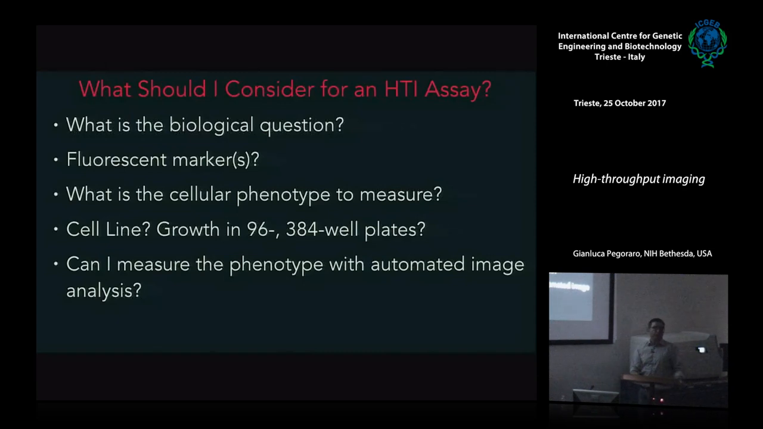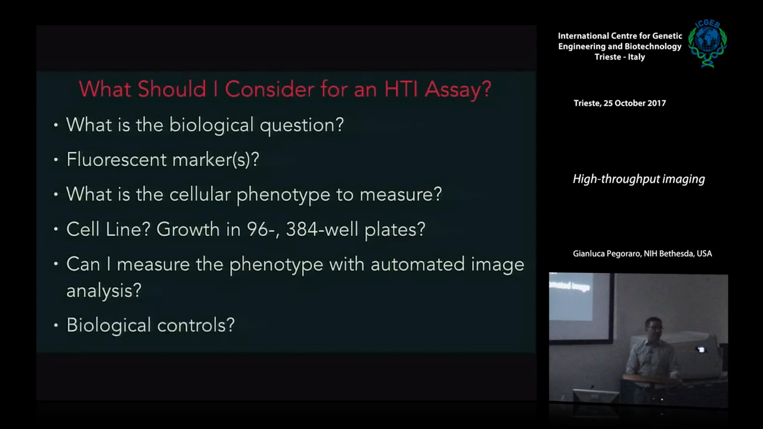And also, very important, the fact that a researcher can see and can clearly detect a phenotype with the human eye doesn't necessarily mean that the computer can see it. And so one important question is, can I actually use high-content imaging to reliably measure the phenotype?